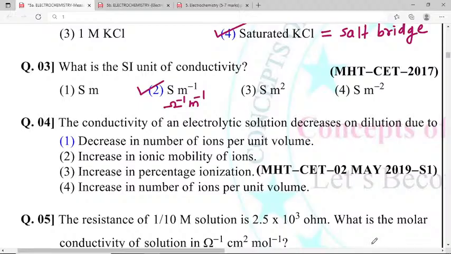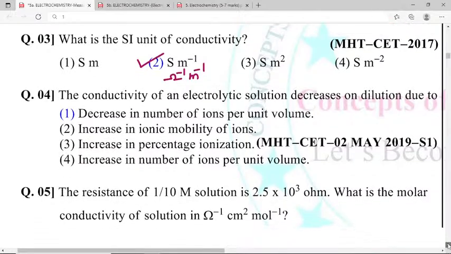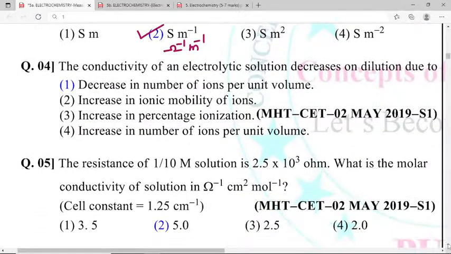The conductivity of an electrolytic solution decreases on dilution due to the decrease in number of ions per unit volume. The molar conductivity lambda is equal to 1000 K divided by C. So conductivity and concentration are inversely related. Therefore, the decrease is due to the decrease in number of ions per unit volume.